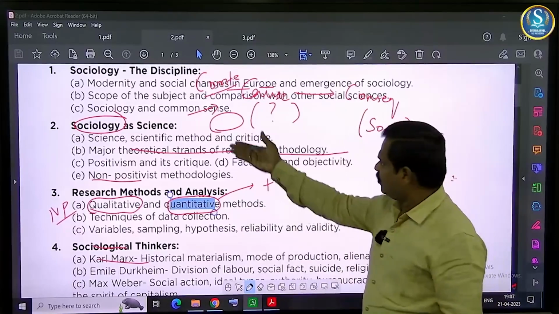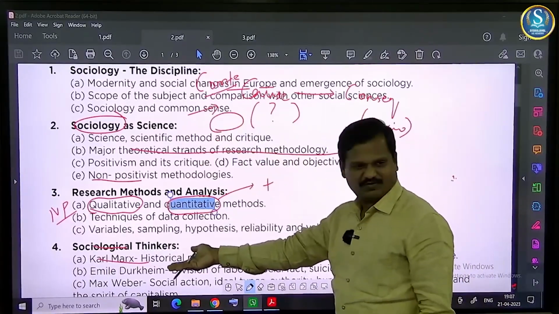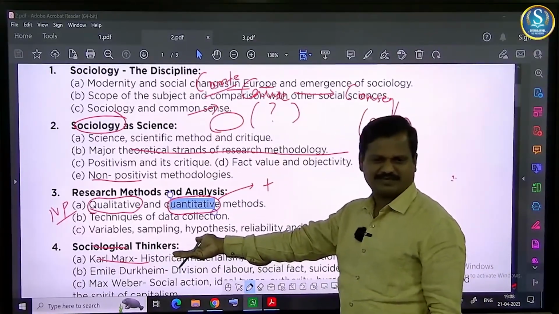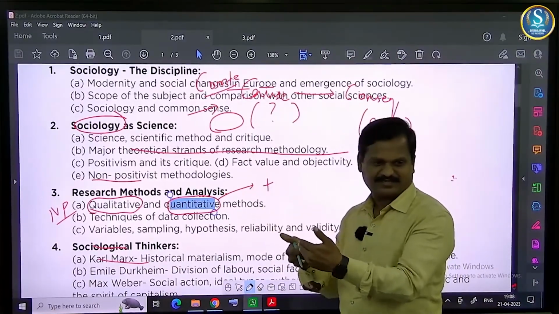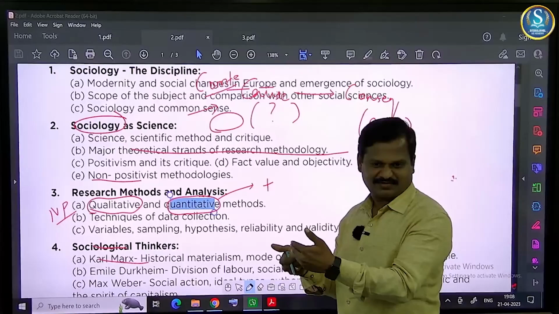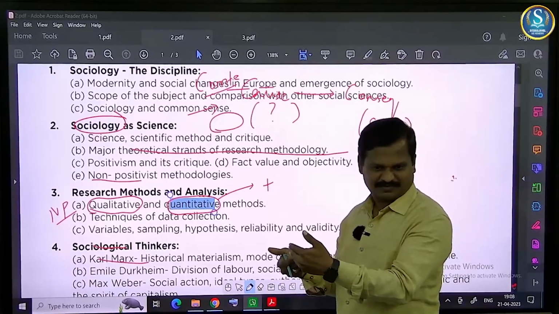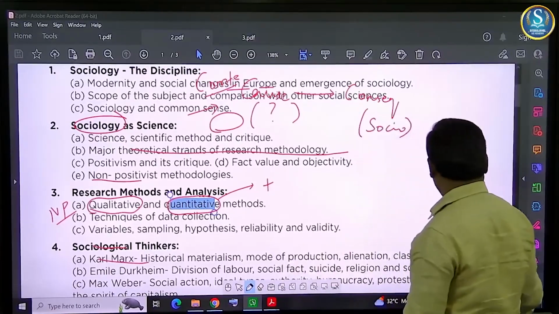See how it has a very, very logical flow. The syllabus is wonderfully placed by UPSC. What next? What next? Like a story. It's a storytelling exercise for teachers like me to make the subject come closer to your mind. Next.